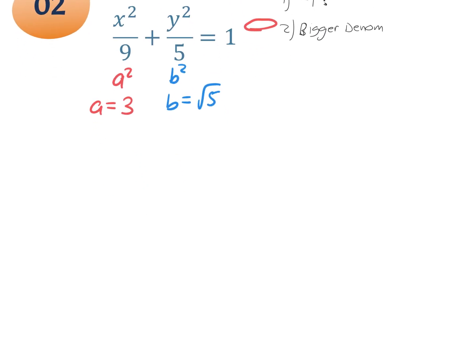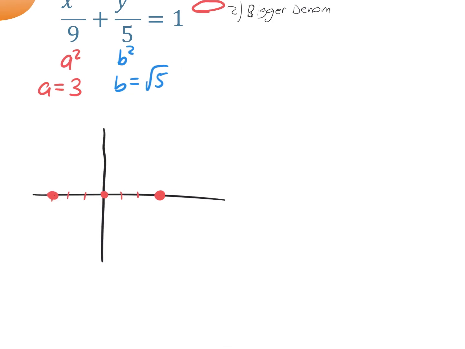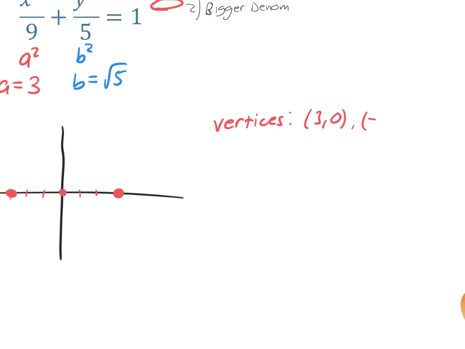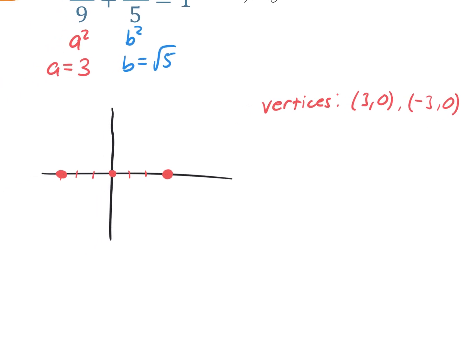All right, let's use that information to sketch the graph of our ellipse. Since it's horizontal, from the center, I'm going to go 1, 2, 3 units to the right, and then 3 units to the left. And I'm going to plot those points. What are those points as ordered pairs? Three comma 0. And then negative 3 comma 0. All right, so you need to be able to read your points on a graph.